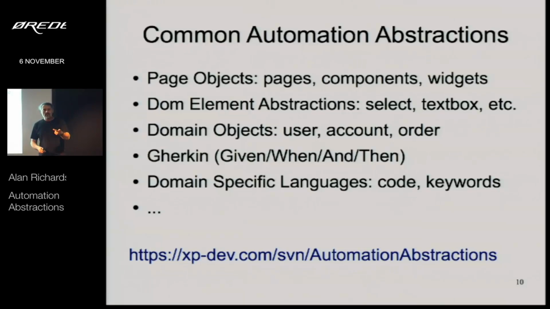So instead of working directly with a web element, we might work with a select object that wraps it with a text box, which gives us more semantics in the test and limits some of the things that we can do in the test when we interact with it. We've got our domain objects.